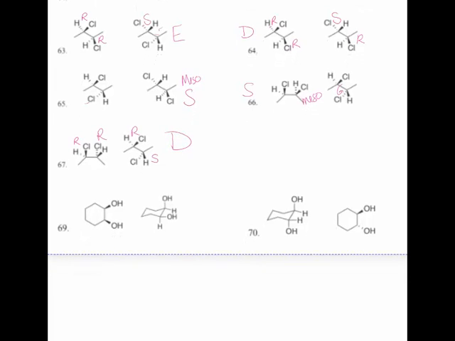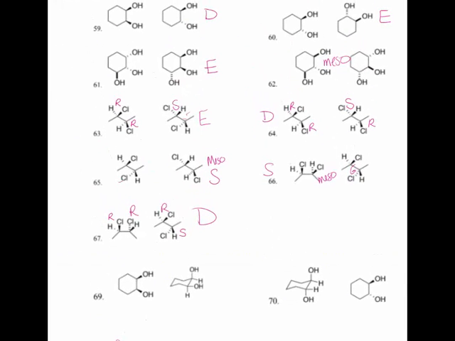And number 68 here, I'm sorry, number 69, I took 68 off. So number 69, we have our six-membered ring, our alcohol group coming up above the ring, alcohol above the ring. Here's the other alcohol above the ring, alcohol above the ring. These are the same molecules, so we have a meso pair here.